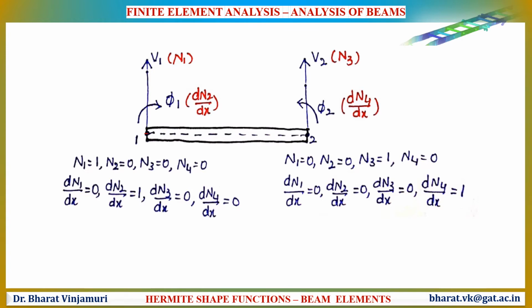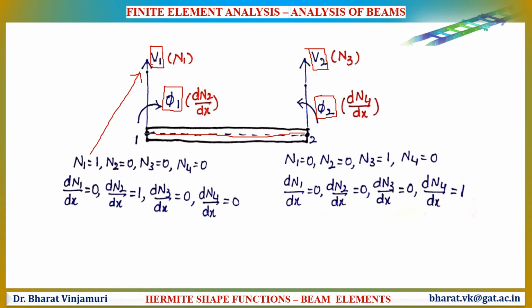Once again, this figure shows a beam element with two nodes 1 and 2, V1 being the transverse displacement at node 1, V2 being the transverse displacement at node 2, pi 1 being the slope at node 1 and pi 2 being the slope at node 2. Here the value of n1 will be 1 at node 1 because it is directly associated with V1. The values of n2, n3 and n4 will be 0 at node 1.